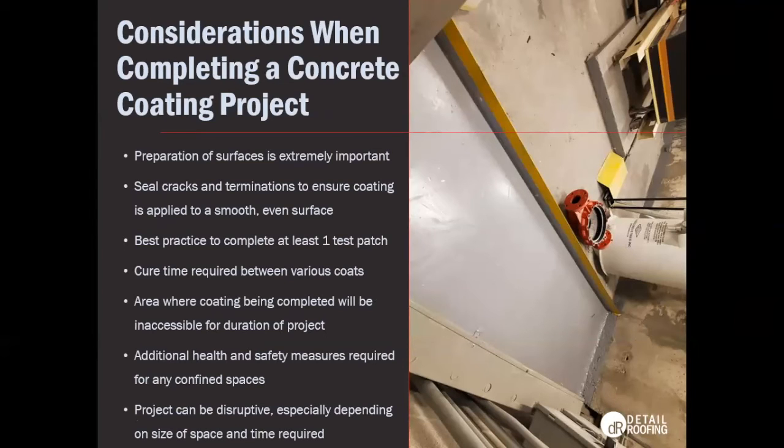Some things to consider if you are completing a concrete coating project at your building. One thing is that the preparation of these surfaces is extremely important, if not the most important part of the process. If the surfaces are not properly prepared, then the product is not going to adhere properly and is not going to last as long. So the preparation commonly is going to include grinding the surfaces down, power washing the surfaces, using caulking or a sealant to seal any existing cracks or terminations throughout.